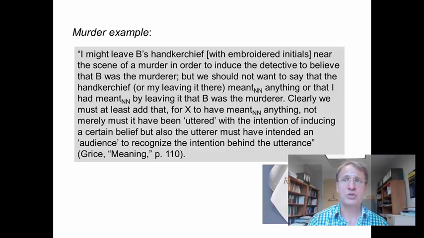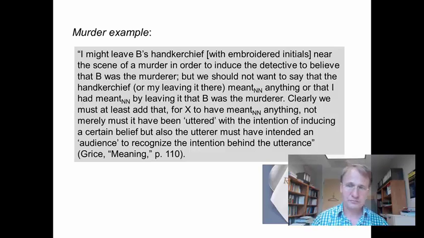But, Grice continues, we should not want to say that the handkerchief, or that my leaving it there, meant non-naturally anything, or that I had non-naturally meant by leaving it there that B was the murderer. Clearly one must at least add that for X to have meant non-naturally anything, X, by the way, is the action of leaving the embroidered handkerchief at the scene, that for this action to mean non-naturally anything, not merely must it have been uttered or performed with the intention of inducing a certain belief, but also the utterer must have intended an audience to recognize the intention behind the utterance.